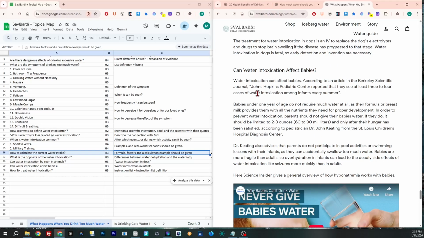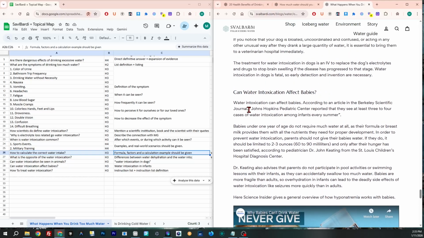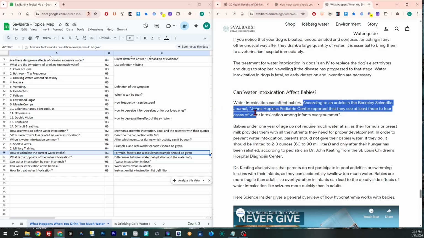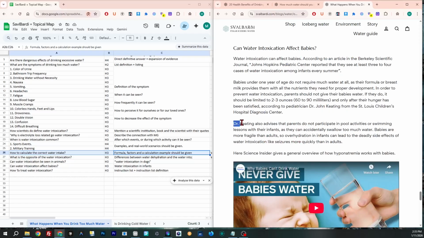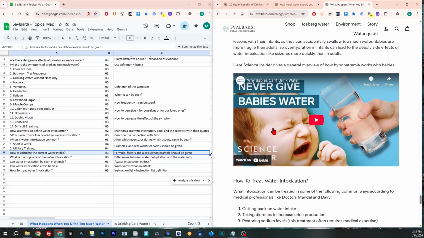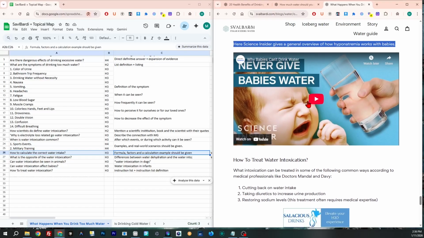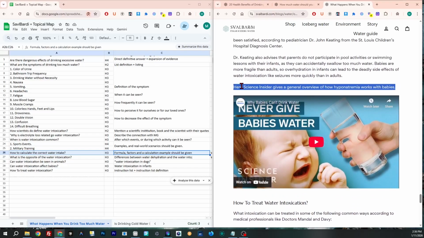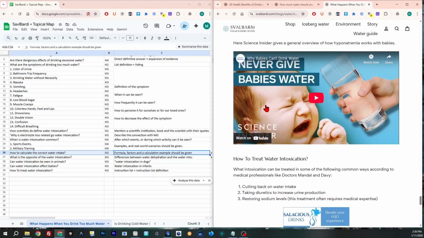Then we ask, can water intoxication affect babies? Water intoxication can affect babies according to, here first we give the declaration, protect the question format, then we give the specific research. Again we give quotation marks to refer to the specific research. We use specific expert names, and I also mention that when you give your image or video or anything in an article, you also mention, communicate, or refer to it in text form, giving the contextual hint.